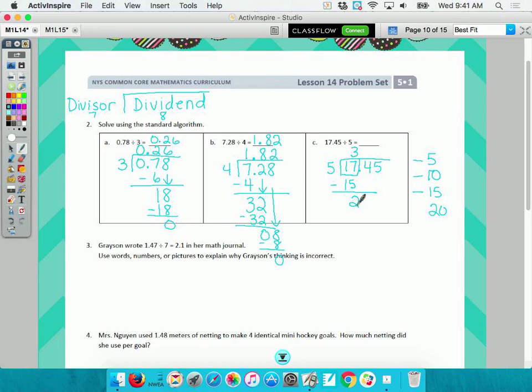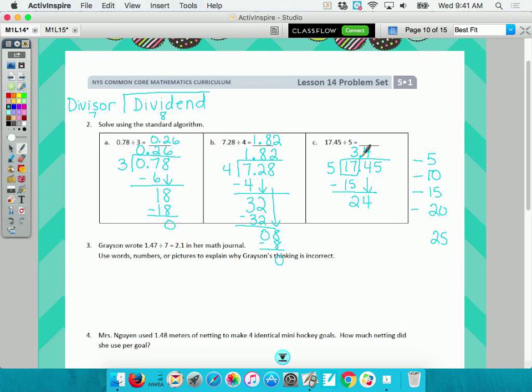Okay, not yet. 2, is it less than my divisor? Yes. Okay, now I can bring down the 4. All right, so if I keep going, 5, 10, 15, 20, 25, how many groups of 5 will fit into 24? 4. I can't go past 24, or I'll have a negative number, and we don't do those in 5th grade, do we? So I've got 5 groups with 4 in each group.